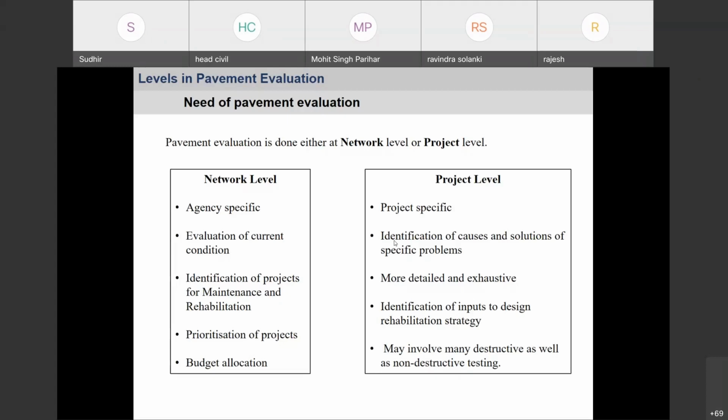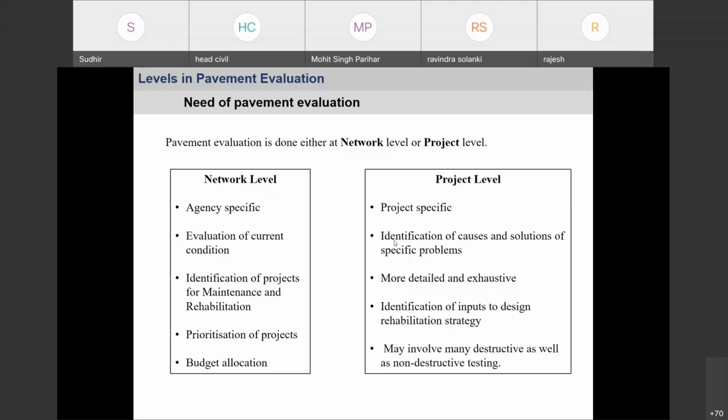When we talk about pavement evaluation at network level, that means that the transportation agency is desiring to understand the overall network, what is the overall network health. So this means that when we talk about network level pavement evaluation, we are talking about agency specific work. And we want to understand or evaluate the current condition of the pavement network. This network might have several projects in it.